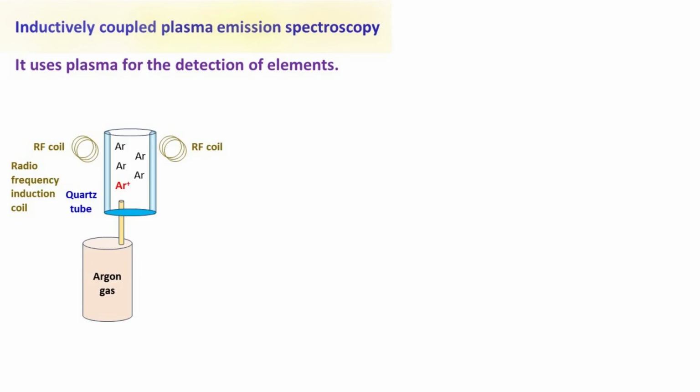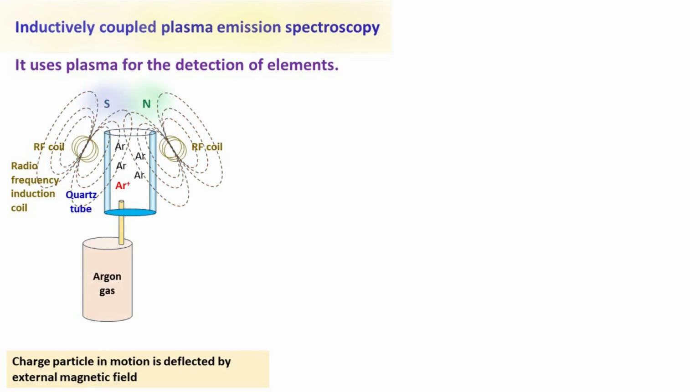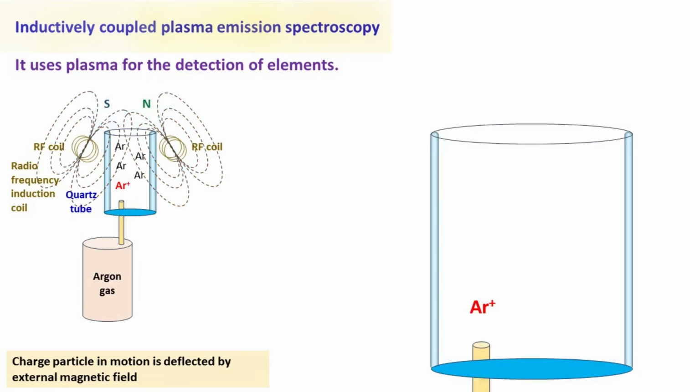Now remember, in physics, a charged particle in motion is easily deflected by the presence of an external magnetic field. Same thing happens here. The oscillating magnetic field generated by the RF coil causes positively charged argon ions to move in a circular path.